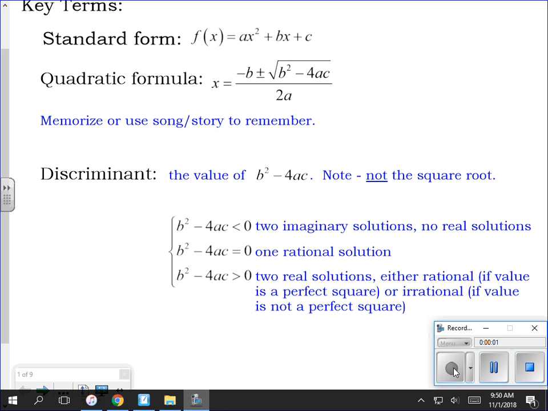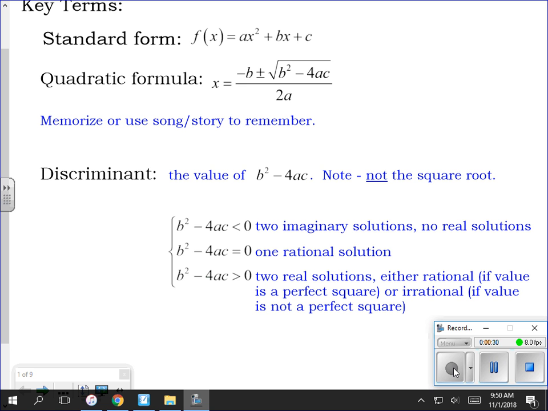Okay, so today's lesson is all about the quadratic formula and its parts. The quadratic formula is nice from the standpoint that you will always be able to solve a quadratic equation with it. It will work every single time. You will always get an answer.